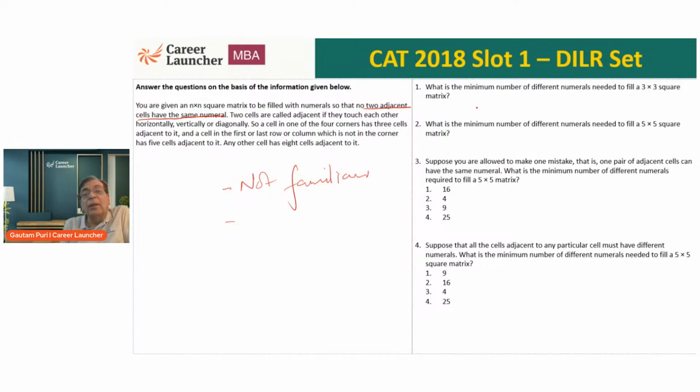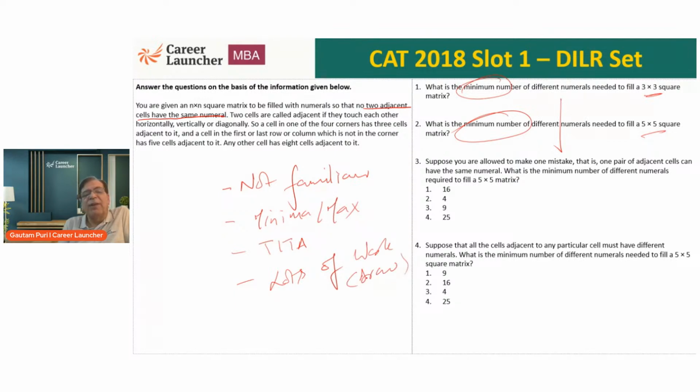Second thing people did not like about this data set was minima maxima. Okay. Third thing people did not like about this was theta. Fourth thing that many students did not like was that it would take a lot of work, lots of work. I'll have to draw. Okay, I'll have to draw 3 by 3 and 5 by 5 matrix. कितना time लगता है बना लेना.